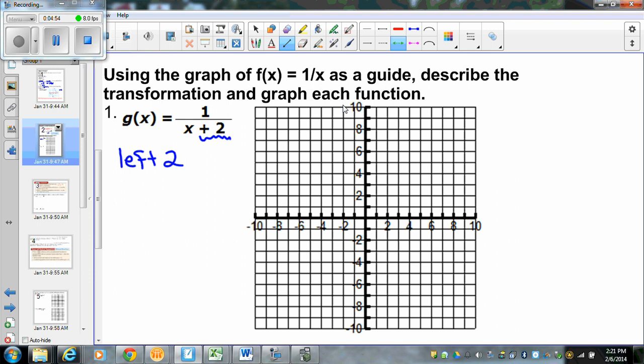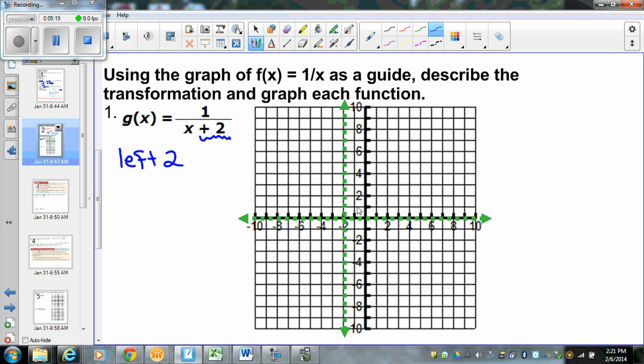So I would have a vertical asymptote, instead of at x equals 0, it's now at x equals negative 2. Now the horizontal asymptote, sliding it left 2 doesn't change anything. It's still y equals 0. Some other important points that we usually have in the graph of y equals 1 over x is it typically goes through the point 1, 1.